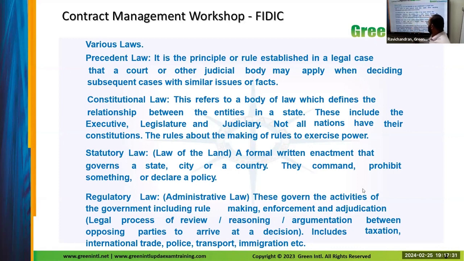Then we have the regulatory law. Regulatory law is like a regulation, it may be a regulation related to imports, where the government may put a regulation allowing import of certain goods but not allowing import of certain other goods, or it can be related to some construction thing like safety rules of the government. So this regulatory law has to be complied with.